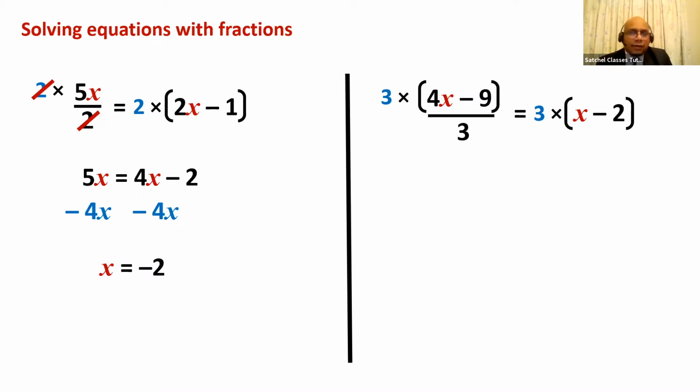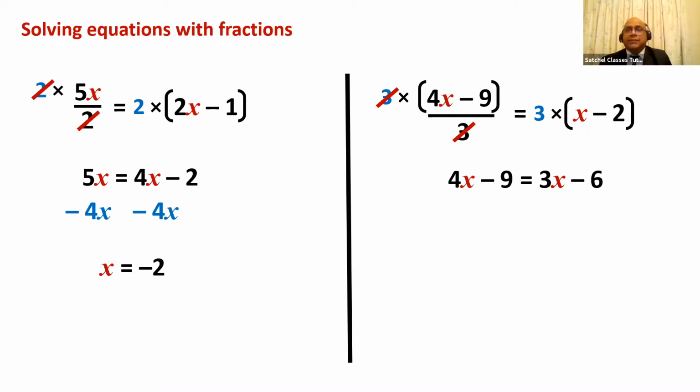What that does is on the left, 3 divided by 3 is 1, so the 3's get cancelled. And on the right, 3 gets multiplied to the entire right hand side, right? So x minus 2 entirely gets multiplied by 3, so we are left with 3x minus 6. So your final equation will be 4x minus 9 equals 3x minus 6. Now this is back to the same form, okay?